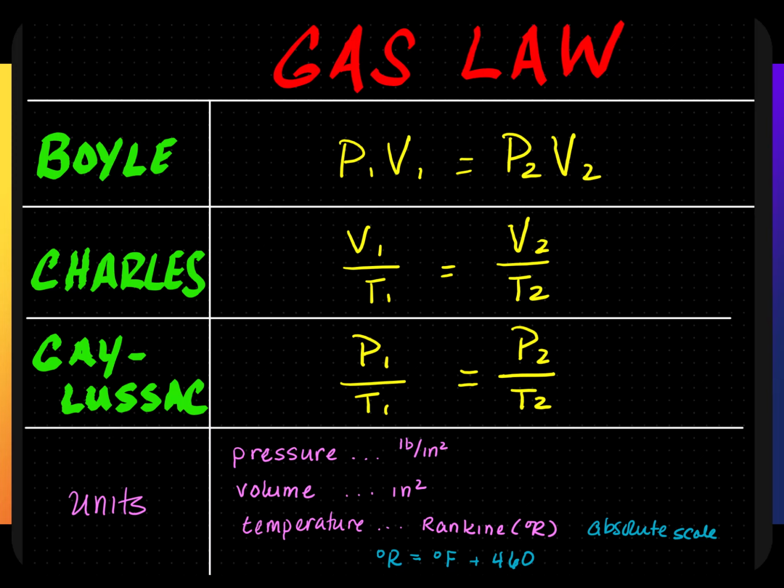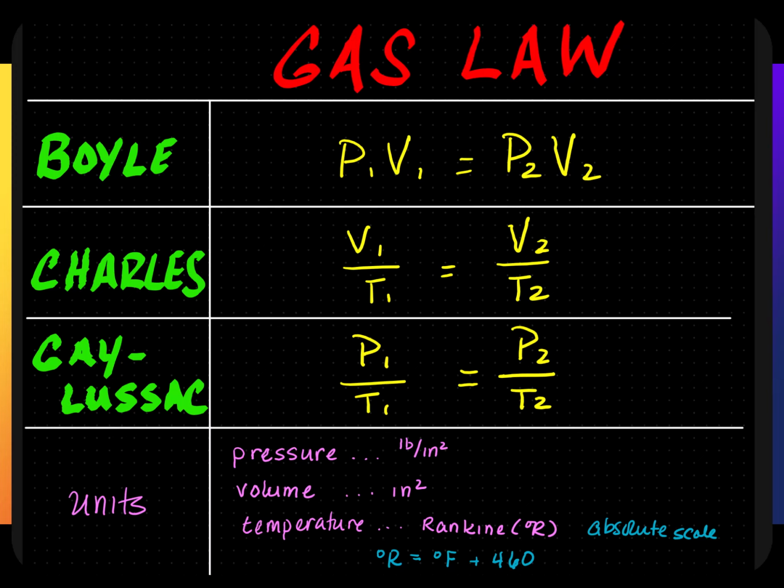Charles' law, when everything else is held constant, is volume 1 over temperature 1 equal to volume 2 over temperature 2. Volume and temperature are directly related, so as volume increases, so does temperature. If volume decreases, temperature will decrease. The third gas law you need to be familiar with is called Gay-Lussac's law. When everything else is held constant, pressure 1 over temperature 1 is equal to pressure 2 over temperature 2.